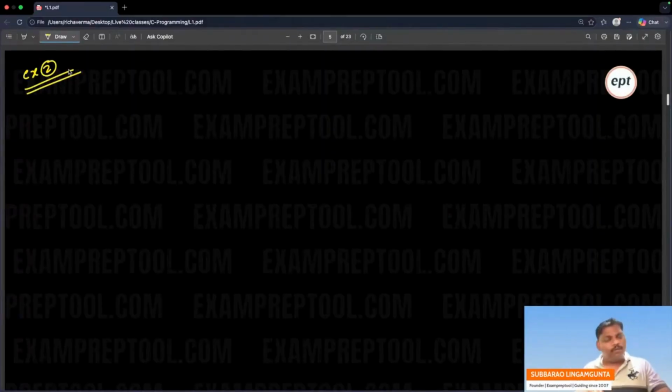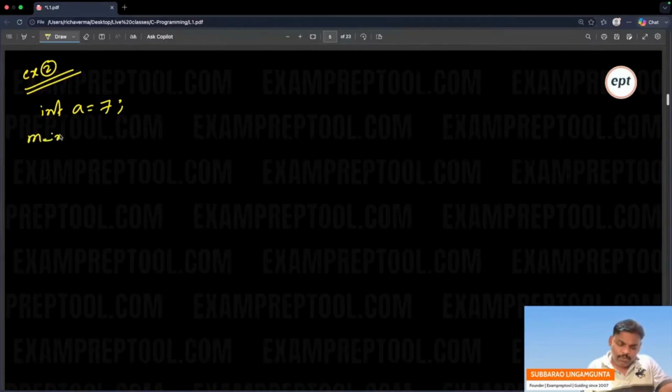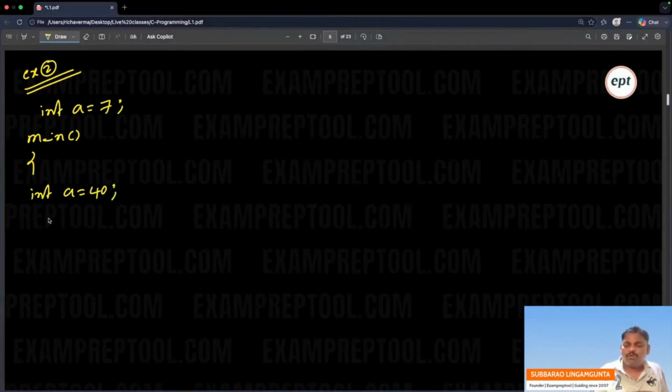Everyone try to understand. Mostly you will get the answer. You will get the clarity in this problem. Write down example 2: int A is equal to 7, then main. First point is int A is equal to 40. Afterwards, A, int A is equal to 40.